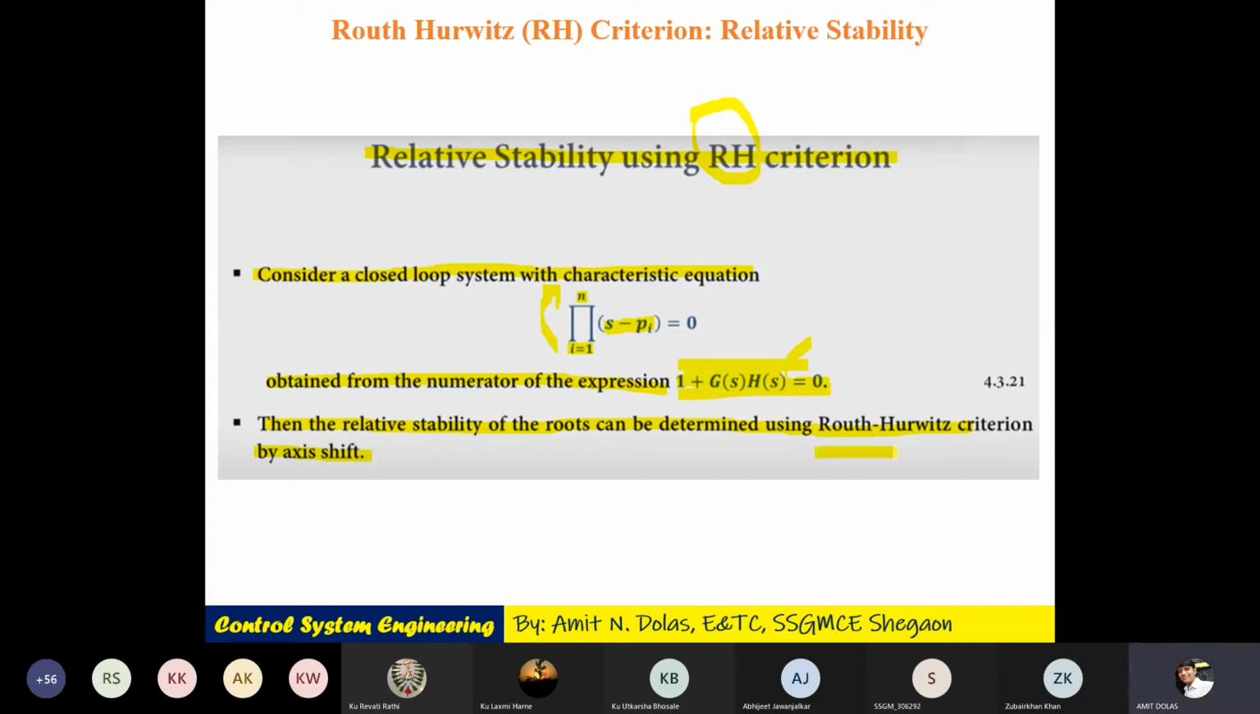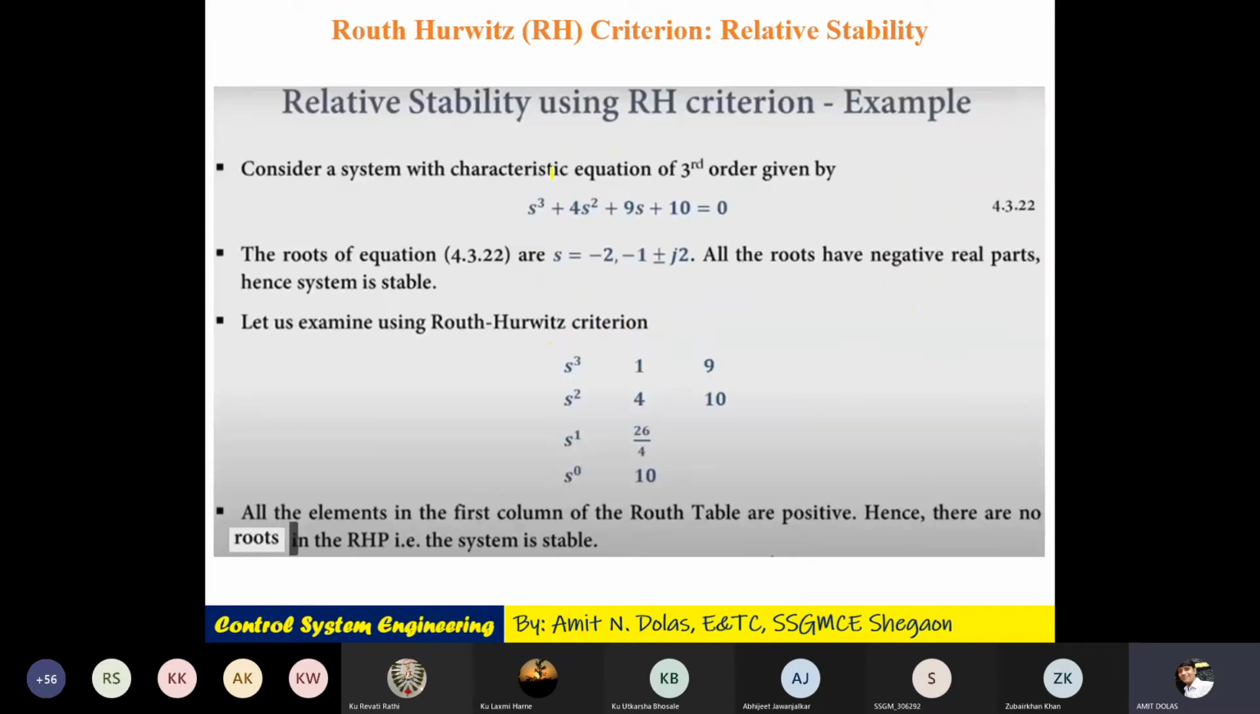Okay, now we are finding relative stability. Axis shift means, in the earlier example we saw that very close roots to the imaginary axis are there, and if there is a slight change in parameters, disturbances, noise or anything, it may easily shift into the unstable region. That's why we try to shift this axis. So that is done by relative stability. We'll move further. One example of relative stability using the RH criterion.